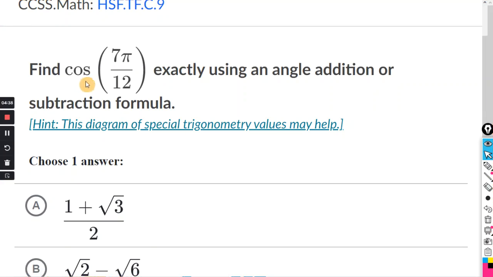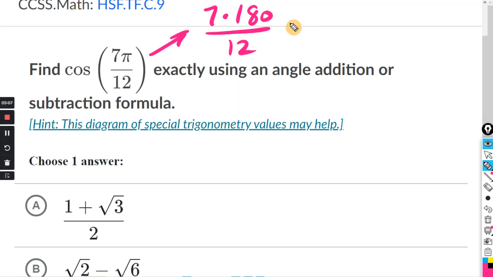Okay, here they want us to find the cosine of 7 pi over 12 exactly using an angle addition or subtraction formula. I would prefer to convert to degrees. It just makes it easier because it's hard to find the 2 fractions that add or subtract to this value. So if you recall, pi radians is the same as 180 degrees. So just sub in 180 for pi. We have 7 times 180 divided by 12, and that equals 105 degrees.